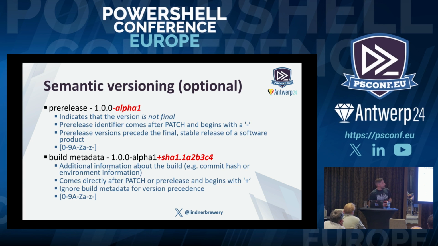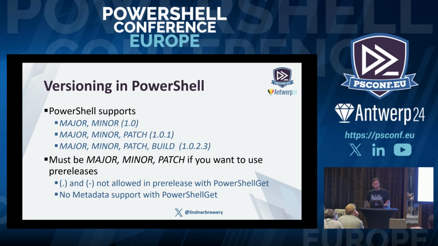And the next thing is we have build metadata. So this can be just additional metadata out of your build pipeline. It could be a commit hash or any other information you want to provide when building a module or any kind of software. It comes directly after patch or pre-release and always begins with a plus. So that's how you can identify a metadata tag. And the metadata tag has got no precedence over other versions, so it's not sorted in any way. And like pre-release, which I didn't mention, it can consist of digits, characters, minuses, dots, and whatever.